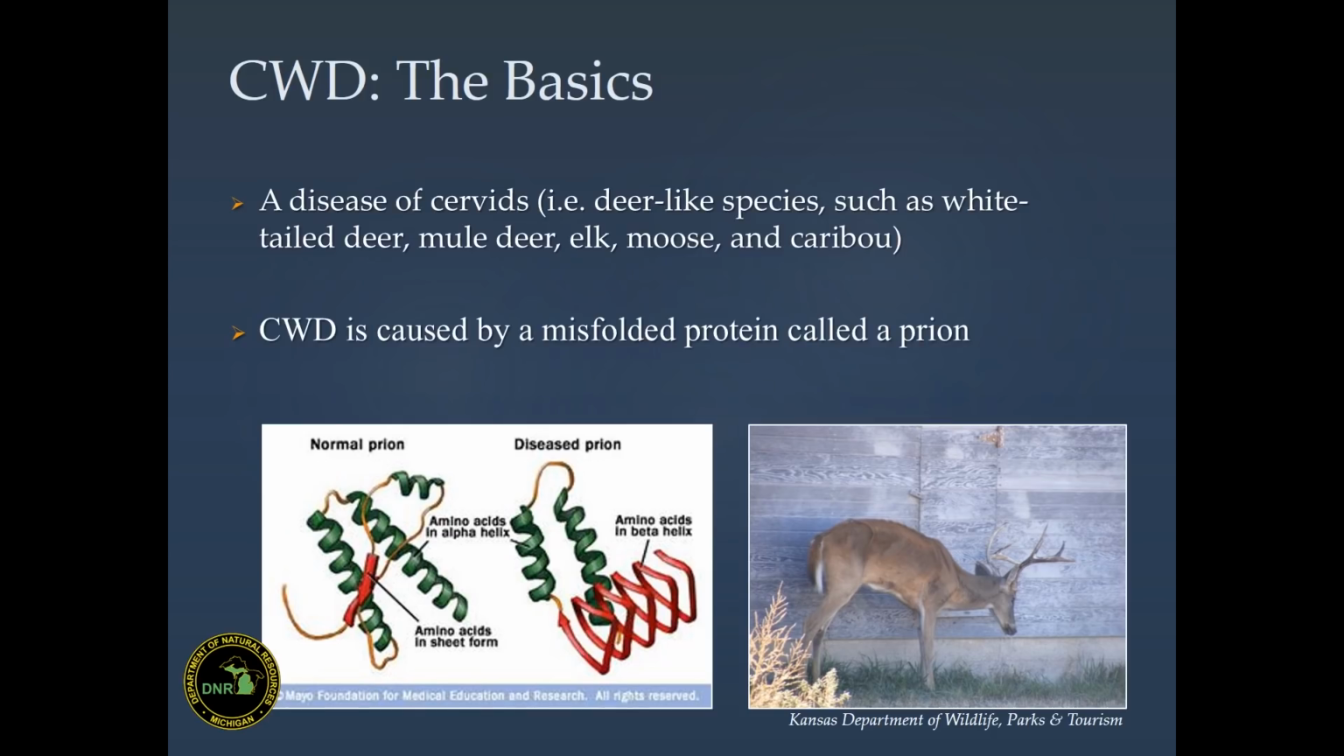For starters, we know that this is a disease of cervids, and by cervids I mean members of the deer family, so deer and deer-like species such as white-tailed deer, mule deer, elk, moose, and caribou. We know that CWD is caused by a misfolded protein called a prion, and I realize that can be kind of a confusing thing to think about, but these are normal proteins that are in our body, and they don't cause any problems. In fact, they're really important to have. One of the problems comes about when they're misfolded, when they're folded improperly, for one reason, the trigger of which we have not found. But once they're misfolded, they do not behave like a normal protein, and they can lead to a host of problems in the individual animal.